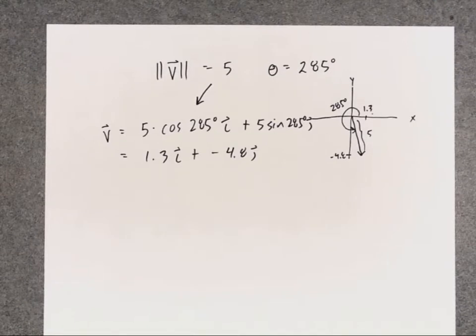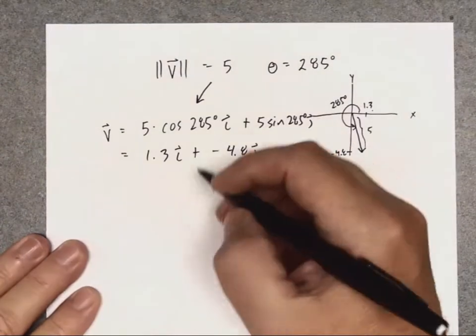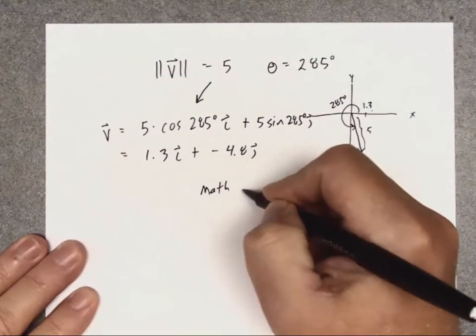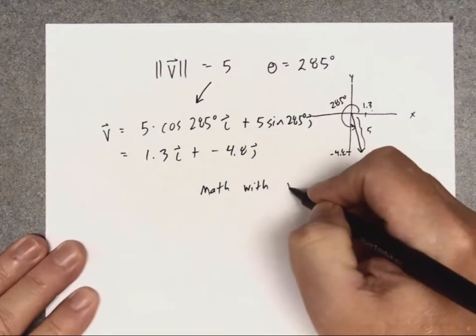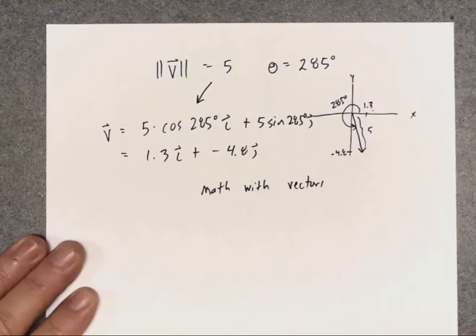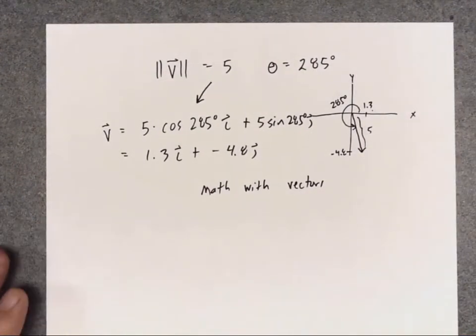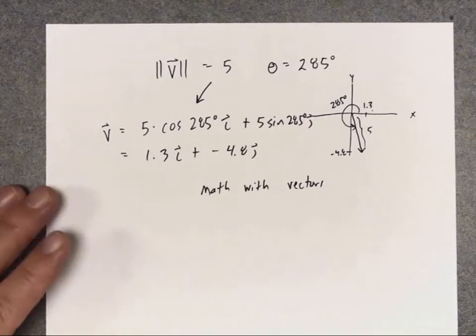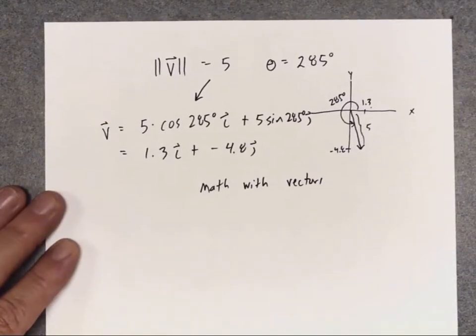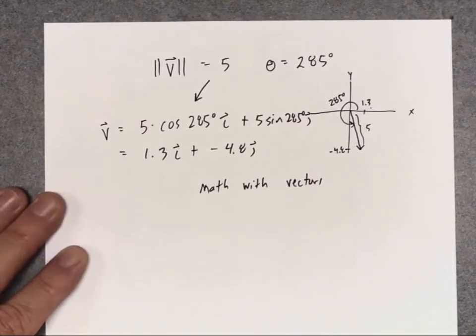Now, the thing we want to do now with vectors is do what I call math with vectors. In other words, there are times when you'll want to add two vectors together, or maybe subtract two vectors, those kinds of things. So let's see how it's done. Of course, the key is what form are the vectors in that you're given.